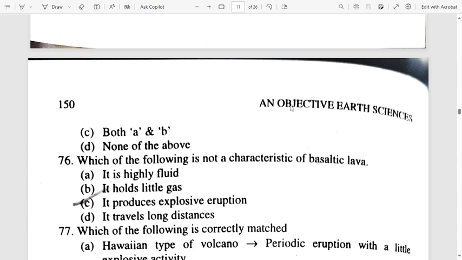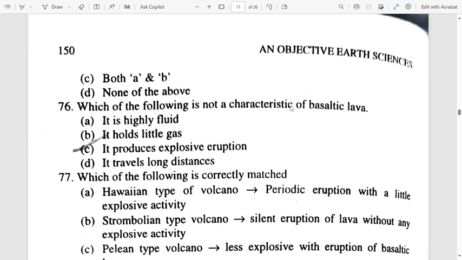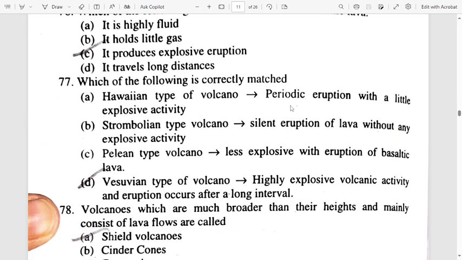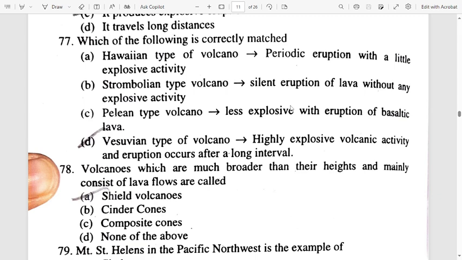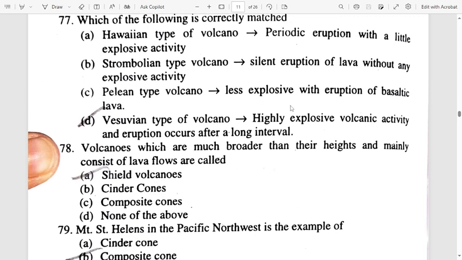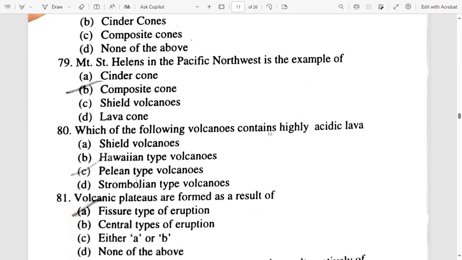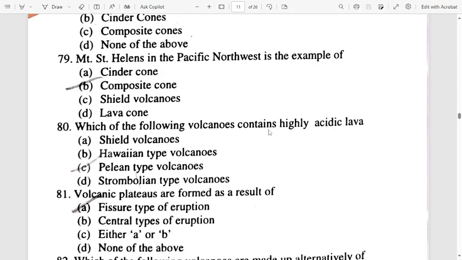Explosive type volcanoes acidic. Which of the following is not a characteristic of basaltic lava? It produces explosive eruption. Which of the following is correctly matched? Vesuvian type of volcano, highly explosive volcanic activity and eruption occurs after a long time. Volcanoes which are much broader than their heights and may consist of lava flows are called shield volcanoes. Mount St. Helens in the North Pacific Northwest is the example of composite cone.